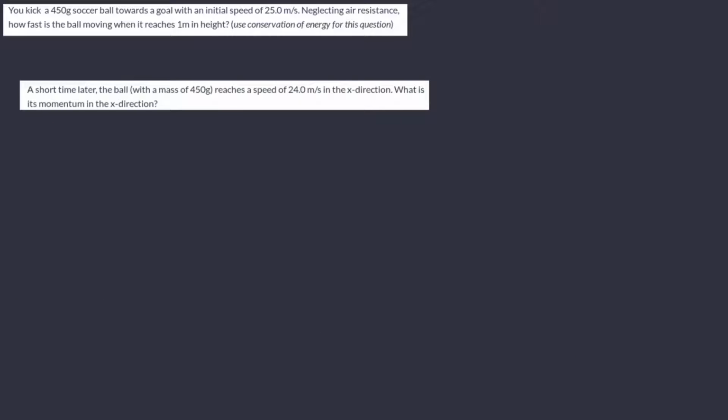So if we move on to problem 2, it says a short time later, the ball, its mass is still 450 grams, reaches a speed of 24 meters per second in the x direction. What is its momentum in the x direction? So this is pretty straightforward. We're just going to use that p is equal to m times v. In this case, px is equal to m times vx because we've got everything contained in the x direction here.